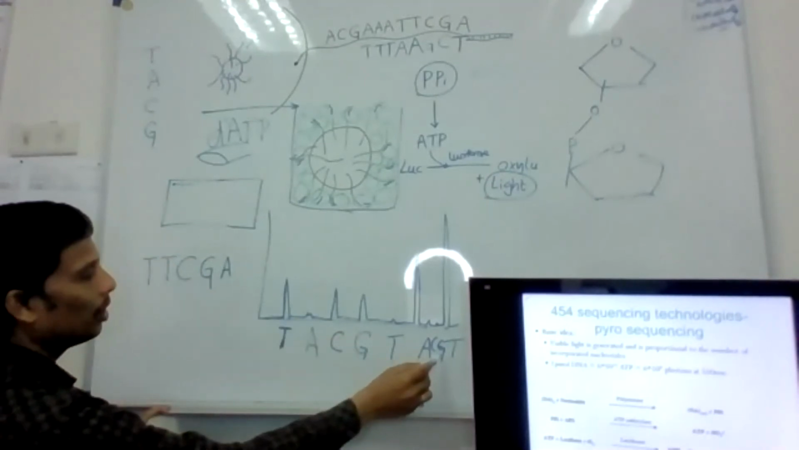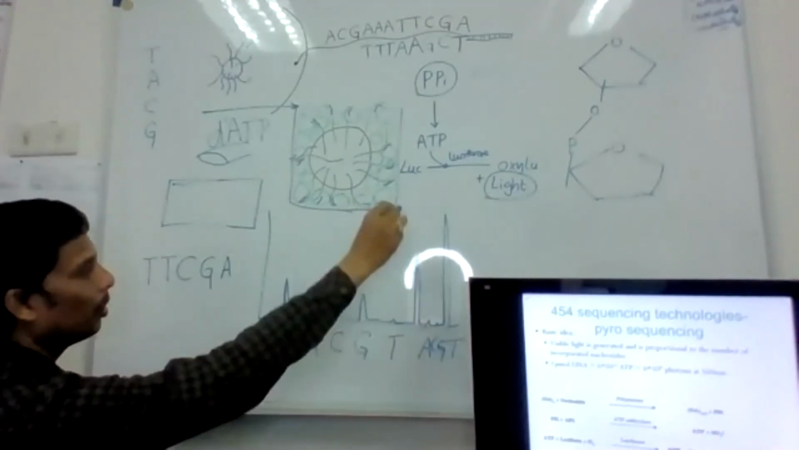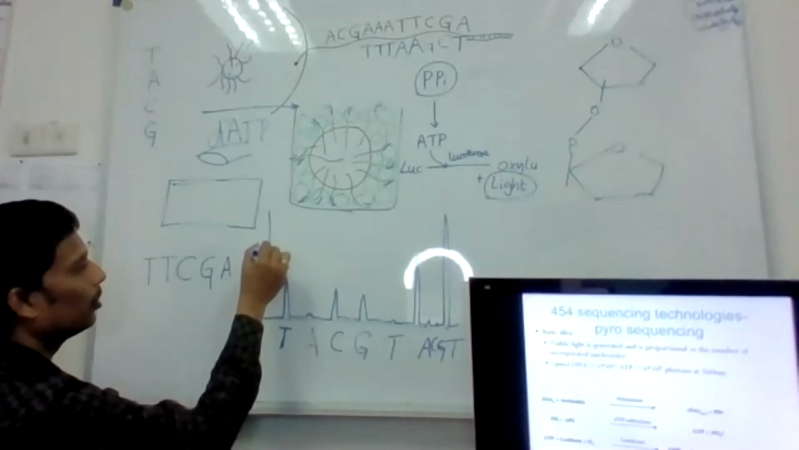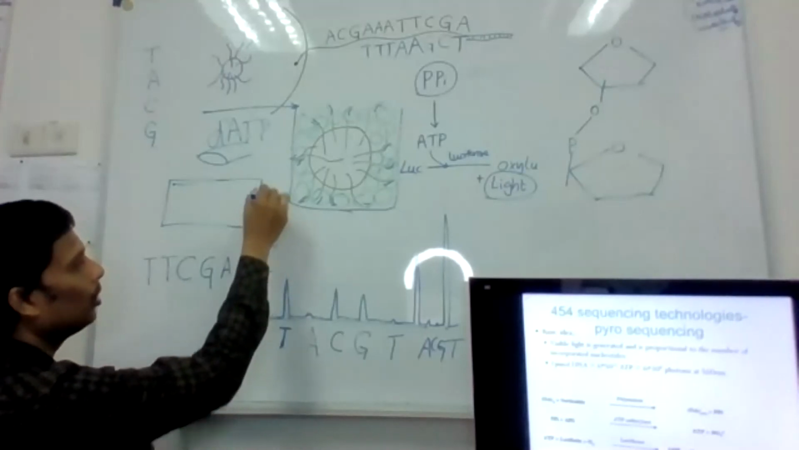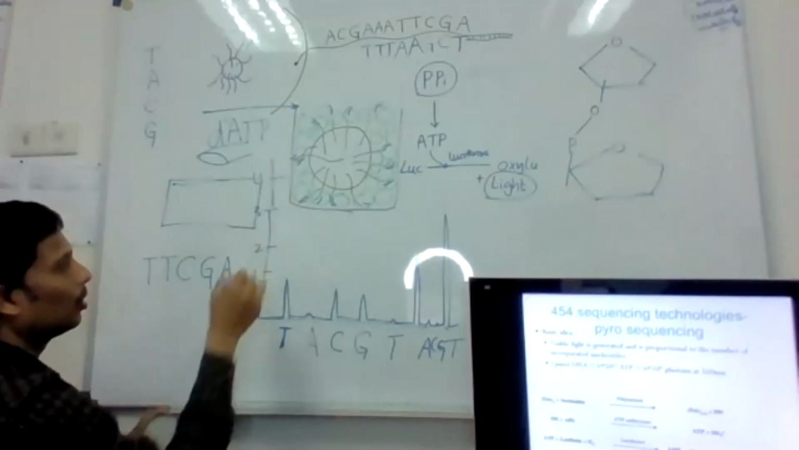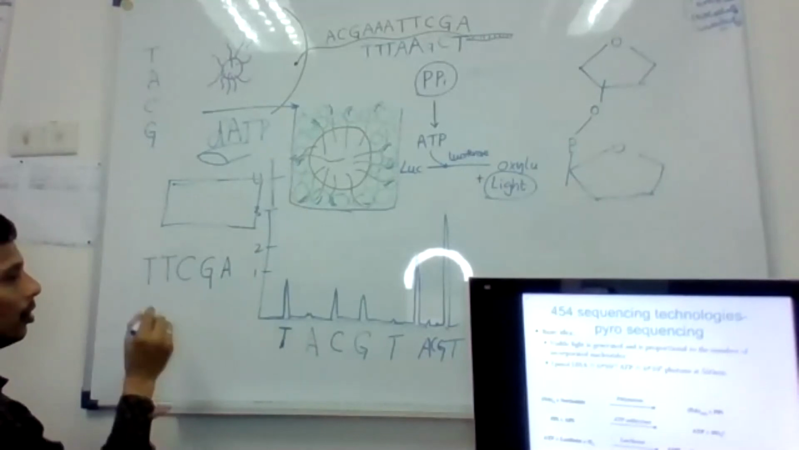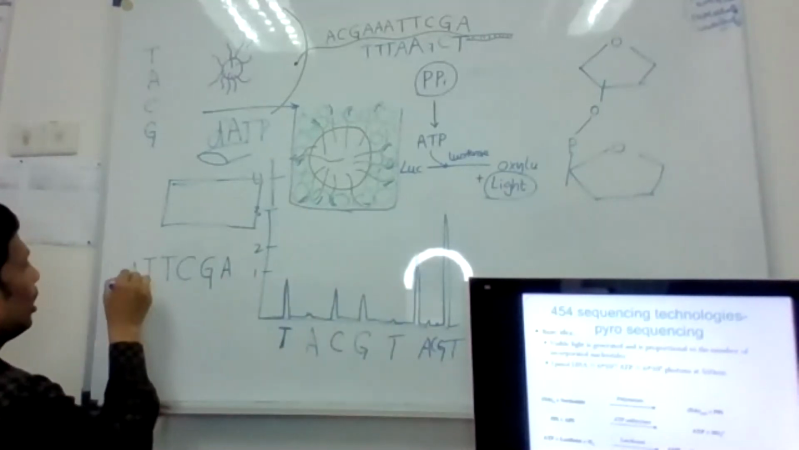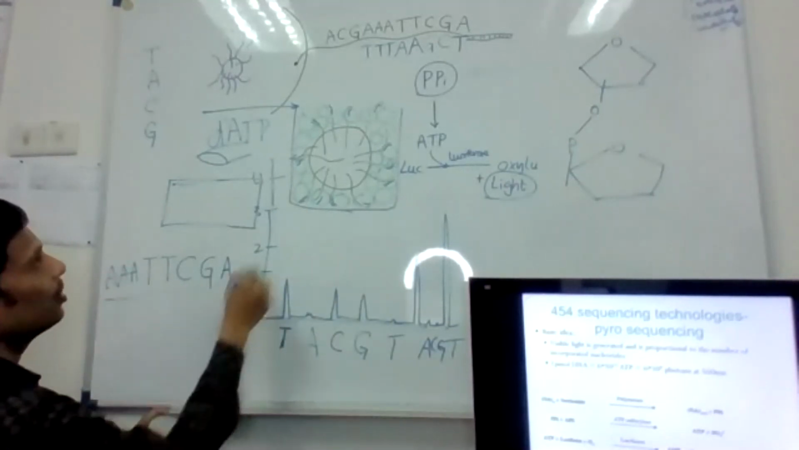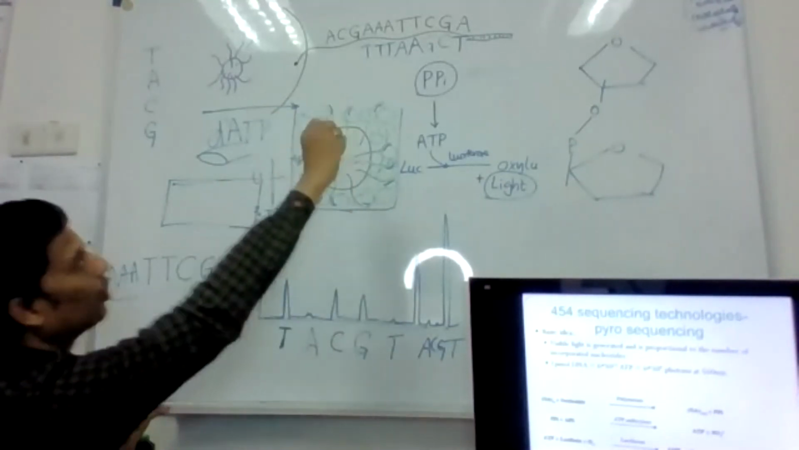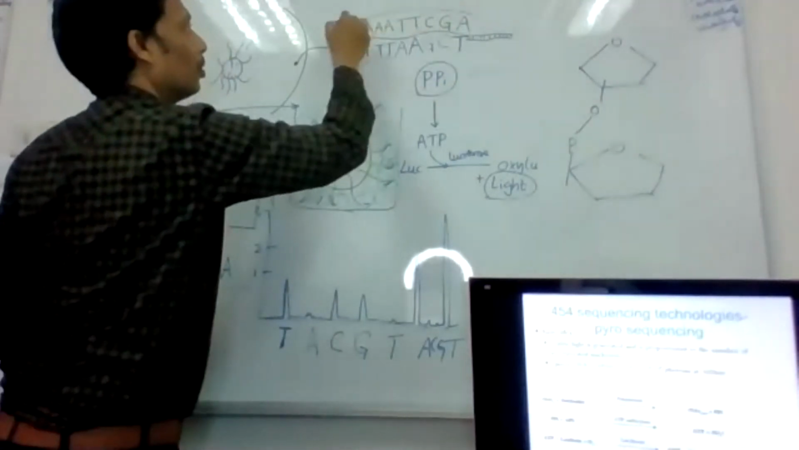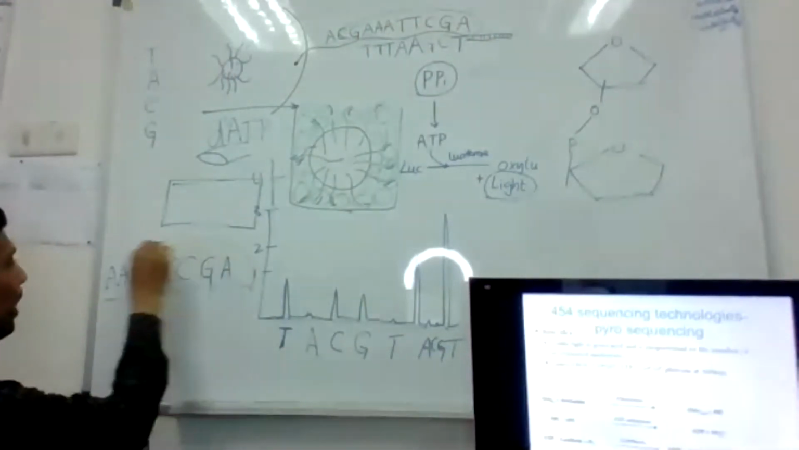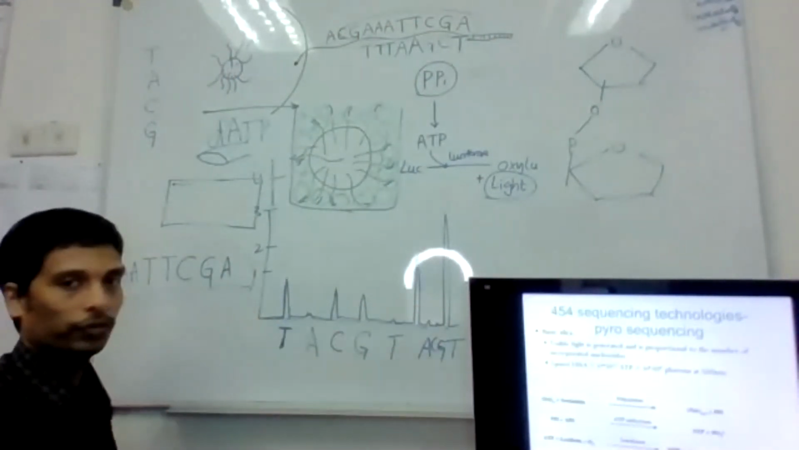Then C nothing, G nothing, T is triple time of the graph. So this is a 1, this is a 2, this is a 3, this is a 4 peak. Okay. So then T triple times the peak. So A. See the same sequence which you got here, we got it by the peak graph.